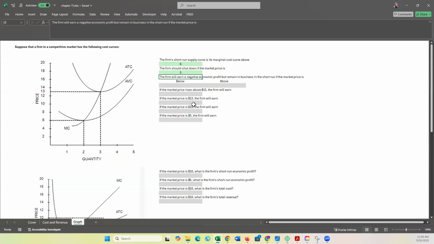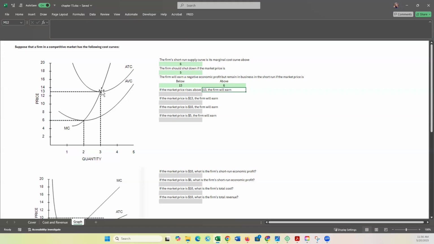The firm will earn a negative economic profit, but remain in business in the short run if the market price is below 13. I think that's what I picked there, right? I want you to think about what is $13, and we'll cover that in a bit, and above six. So we're losing money, but we'll remain in business. If we're above six and below 13, we're losing money, but we're chipping away the fixed costs, so it's worth it.